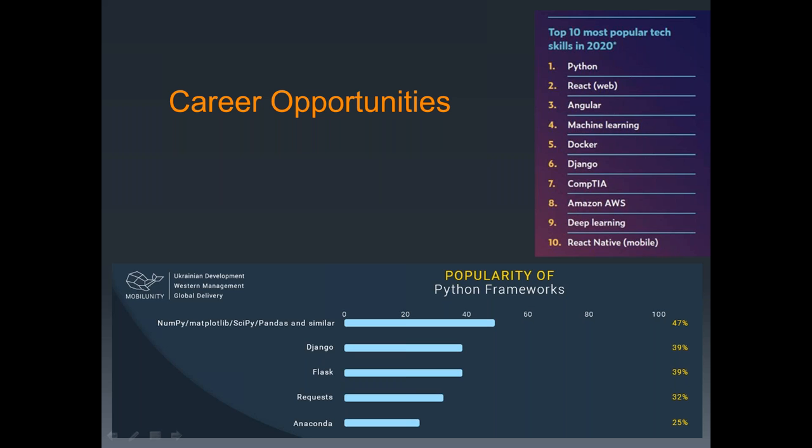So yeah, let us see what career opportunities we have. If you see on the top right, Python in 2020 is the most needed skill, in high demand. You can see Python, and then React, Angular. You can see Django in sixth place. And if you know Python, then of course you can learn Django, and also you can learn machine learning and deep learning.